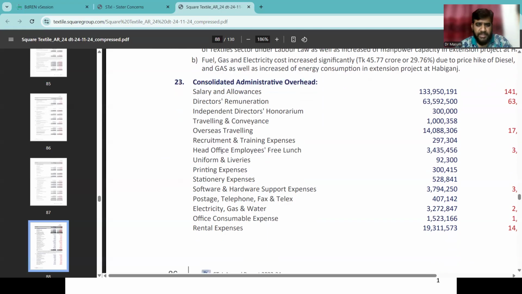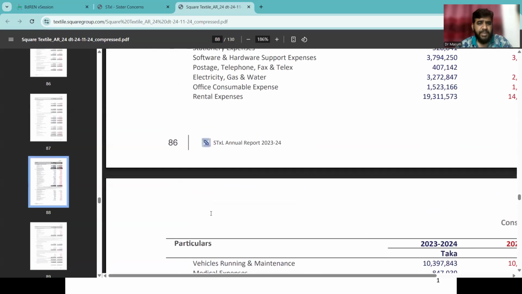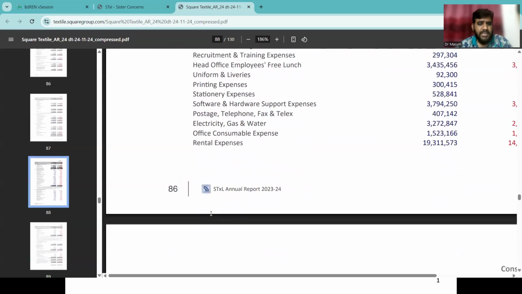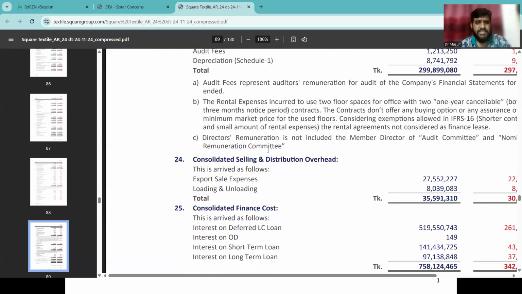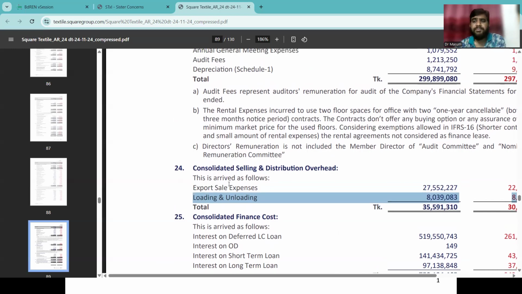Overseas traveling, recruitment training, head office employees, free lunch, uniform, printing expenses, stationery expenses, software, postage, electricity. These are the administrative expenses, and another is sales and distribution expenses. This selling and distribution expense is also part of operating expenses, non-manufacturing expenses, period cost: export sales expenses, loading and unloading of product. So when preparing the cost sheet, you have to consider these different classes, product cost and period cost.